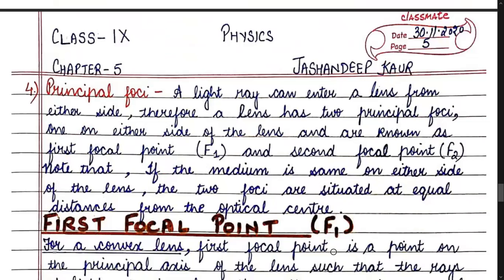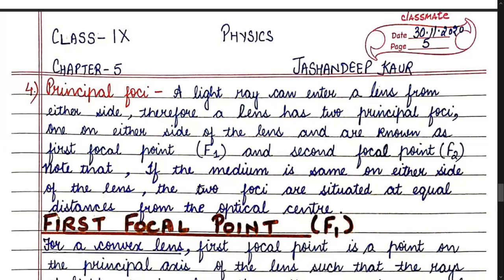principal foci. So students, a light ray can enter a lens from either side. As the lens was transparent from both sides, a light ray can enter a lens from either side. Therefore, a lens has two principal foci, one on either side of the lens, and are known as first focal point F1 and second focal point F2.